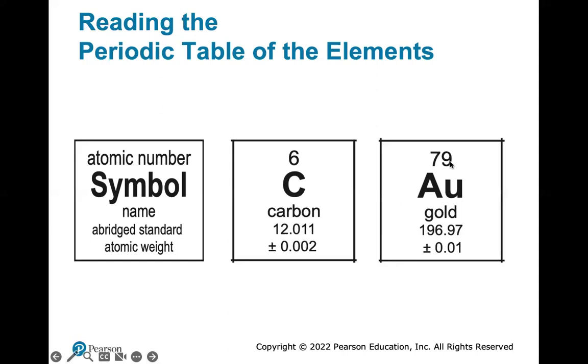And now gold is 79. This is the symbol Au for gold, the name, and it has a combined proton and neutrons of 196.97. That's almost 197. So the most abundant isotope has 197 combined protons and neutrons, and we'll get to that. We'll get to isotopes a little bit later.